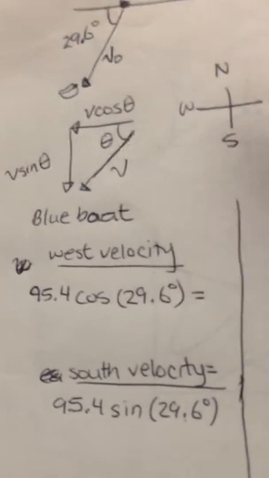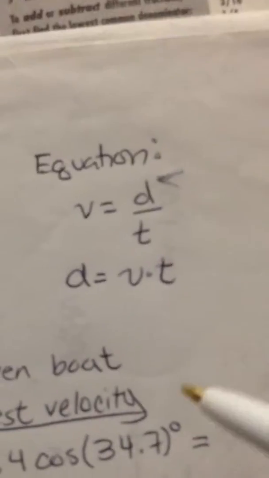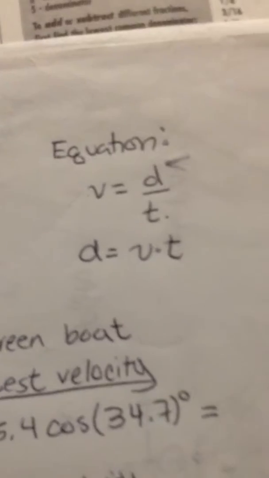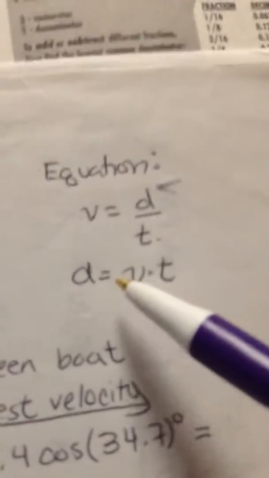Makes sense. So the velocity in the x direction has to go this way and the y direction has to go downward. Anyways, the two equations we're going to use in this problem are velocity equals distance over time, and because they're asking for the difference in distance, we need to solve for distance. Distance is velocity times time.